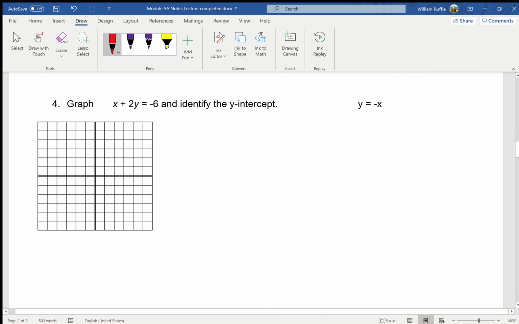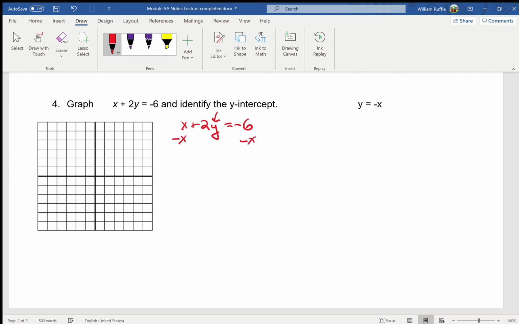Alrighty, so now we have another one. We have x plus 2y equals negative 6. Now, this is not solved for y. So if I want to solve for y, the first thing I do is get rid of the x. So I'm going to subtract the x over here. I get 2y equals negative x minus 6. Again, I put the x first. What's the opposite of multiplying by 2? Well, I'm going to divide everything by 2.